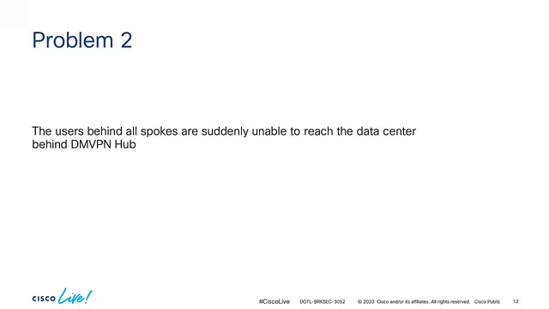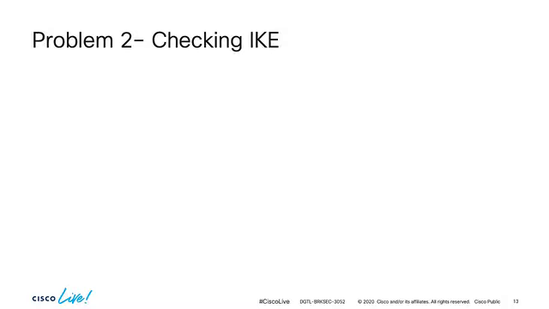So again, start off with the first module. Make sure that you have the end-to-end connectivity working, and in this particular case, it's working. We are able to ping end-to-end between the hub and the spokes. So next, go to the second module, which is encryption. Remember, we are going to be checking the IKE.